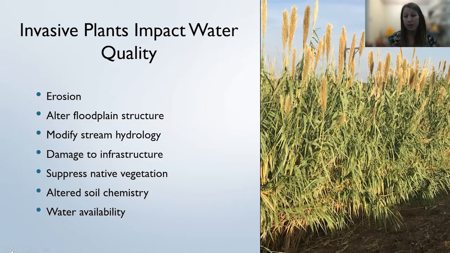We also have some invasive species in DFW that actually release chemicals into the soil to prevent other plants from growing, and that can alter the soil chemistry. Some invasive species are very thirsty, and so they soak up a lot of water, kind of water hogs, and that can impact water availability, and in some cases can stop springs from flowing.